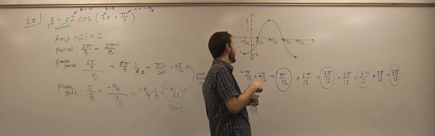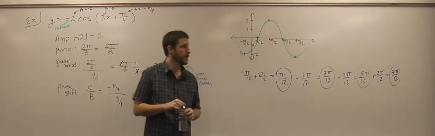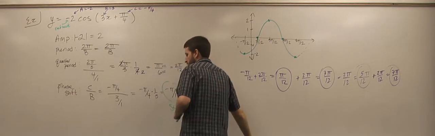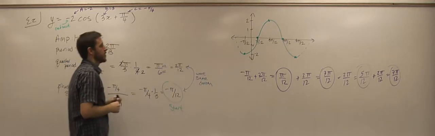So that's the whole period. That's one period, exactly 2 pi over 3, if we figured that out. Right, so the question is, can we check? Do we know that we actually went 2 pi over 3?